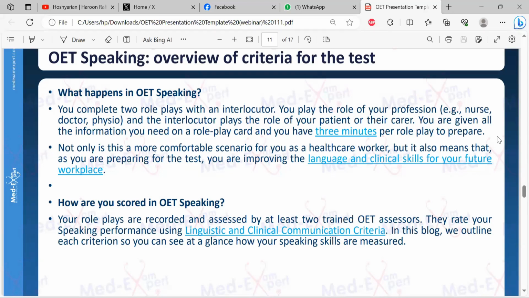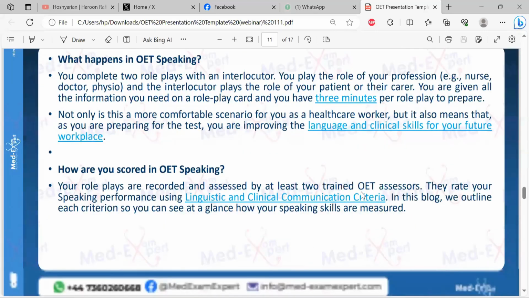This is a misconception among a lot of aspirants. They think that they are going to be assessed by the person who is sitting in front of them, their interlocutor. That person is not going to assess you. Your role plays are recorded and assessed by at least 2 trained OET assessors. They rate your speaking performance using linguistic and clinical communication criteria.